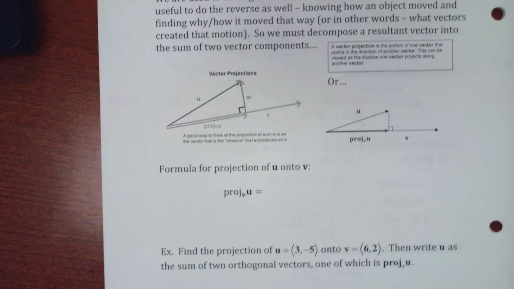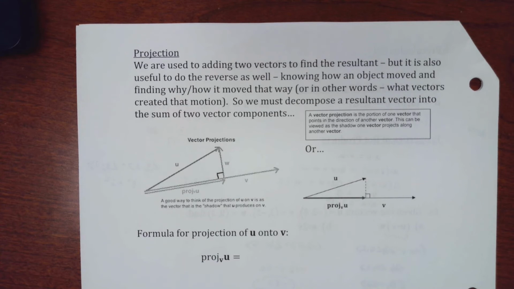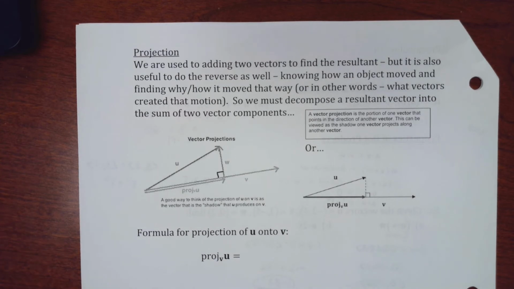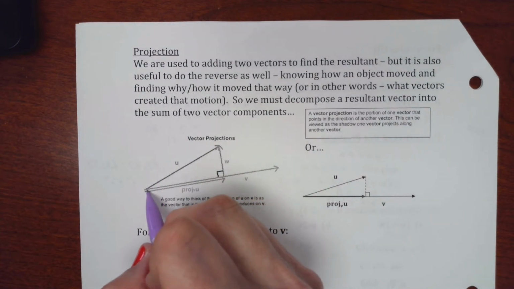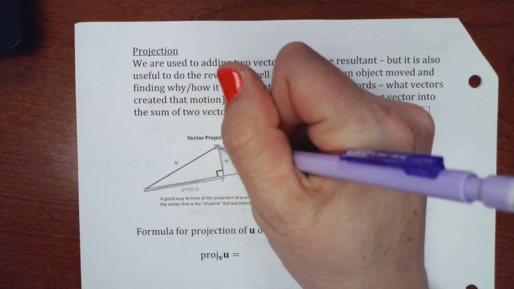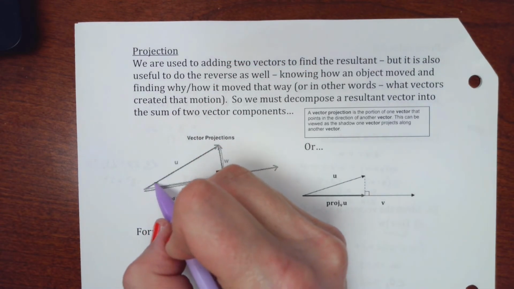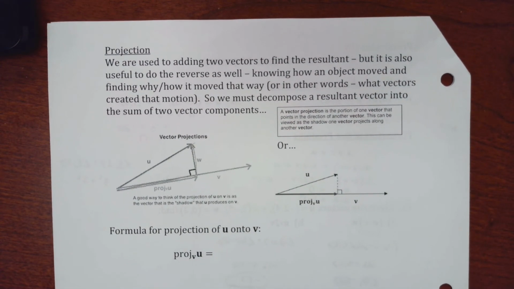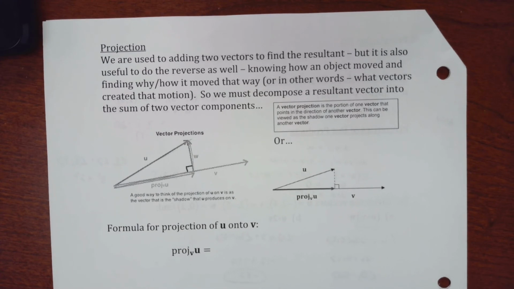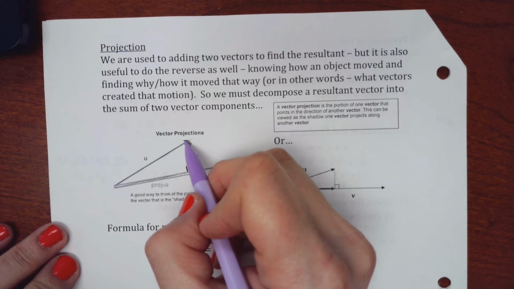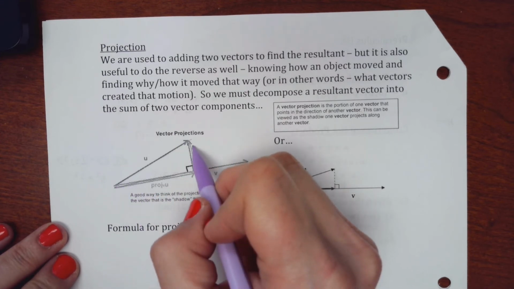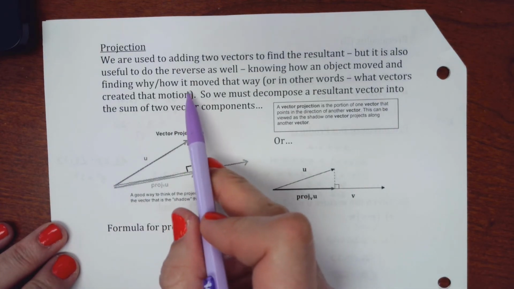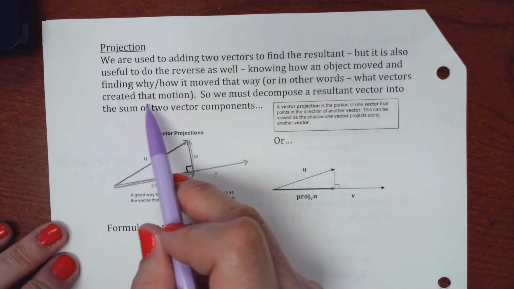Let's see. Projection. When you have motion, like a vector acting this way, it has two pieces to it. This vector in this direction and that vector in that direction: the addition of those two vectors is the result right here. We're used to adding two vectors to find the result. We've done that before. But it's also useful to do the reverse. When you know what happened and you want to know what two vectors made up that action, knowing how an object moved and finding out how or why it moved that way. In other words, what vectors created that motion.